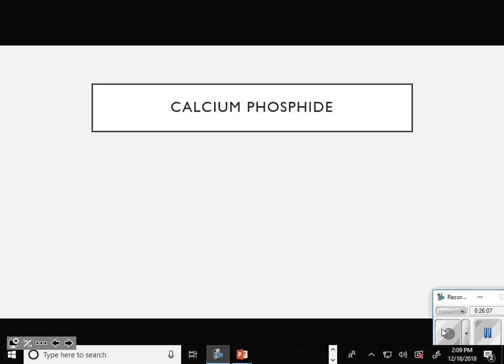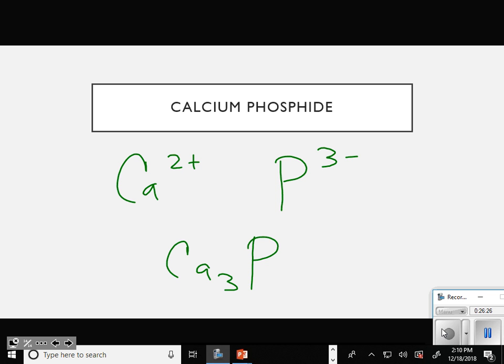Now, calcium. I know that calcium is a Ca2+. Phosphide is a P3-. So if I am going to write the chemical formula, I'm going to write Ca3P2 to get my net charges equal to 0. So, ladies and gentlemen, calcium phosphide. Final answer.